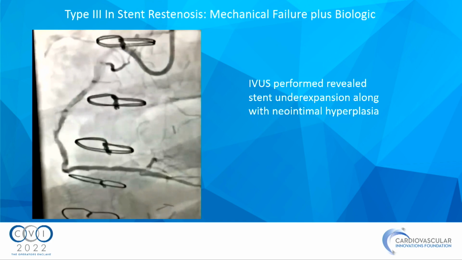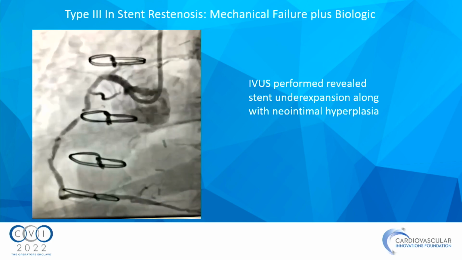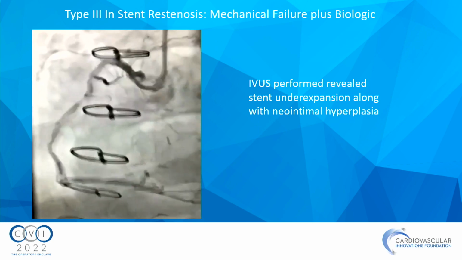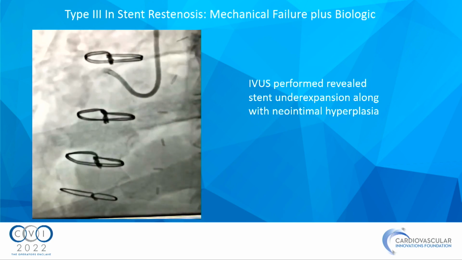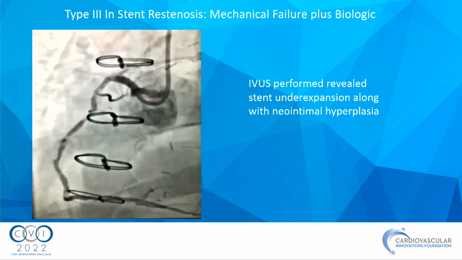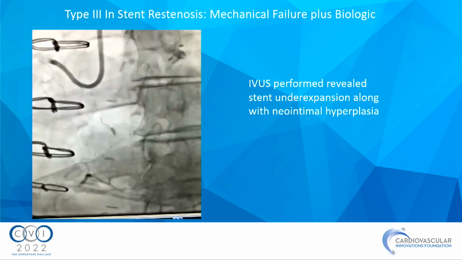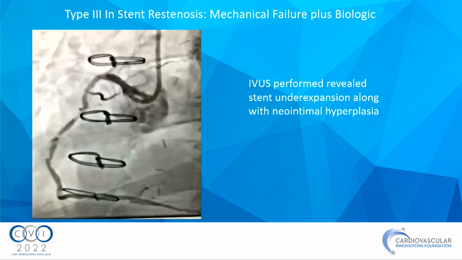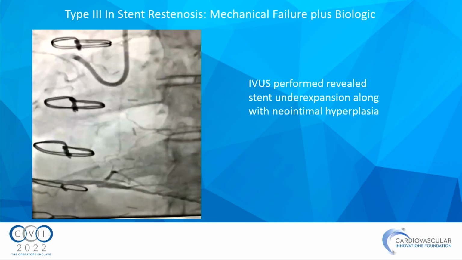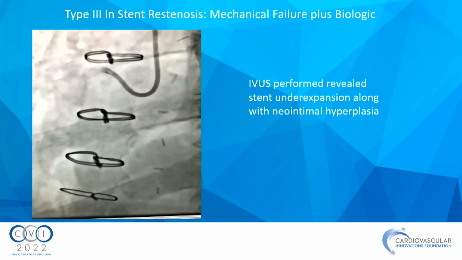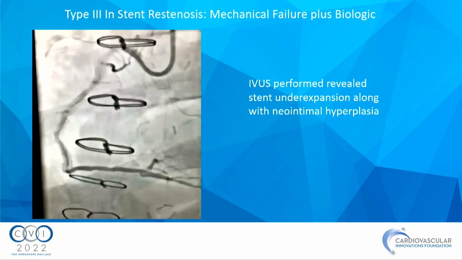We come to type 3 in-stent restenosis, which is a combination of mechanical failure plus biologic. And we are seeing this more often because we know that in-stent under expansion is also a risk factor for neointimal hyperplasia. In this particular case, with severe diffuse disease in the proximal to mid right coronary artery, intravascular ultrasound was performed. And this revealed not only significant stent under expansion, but also severe diffuse neointimal hyperplasia.